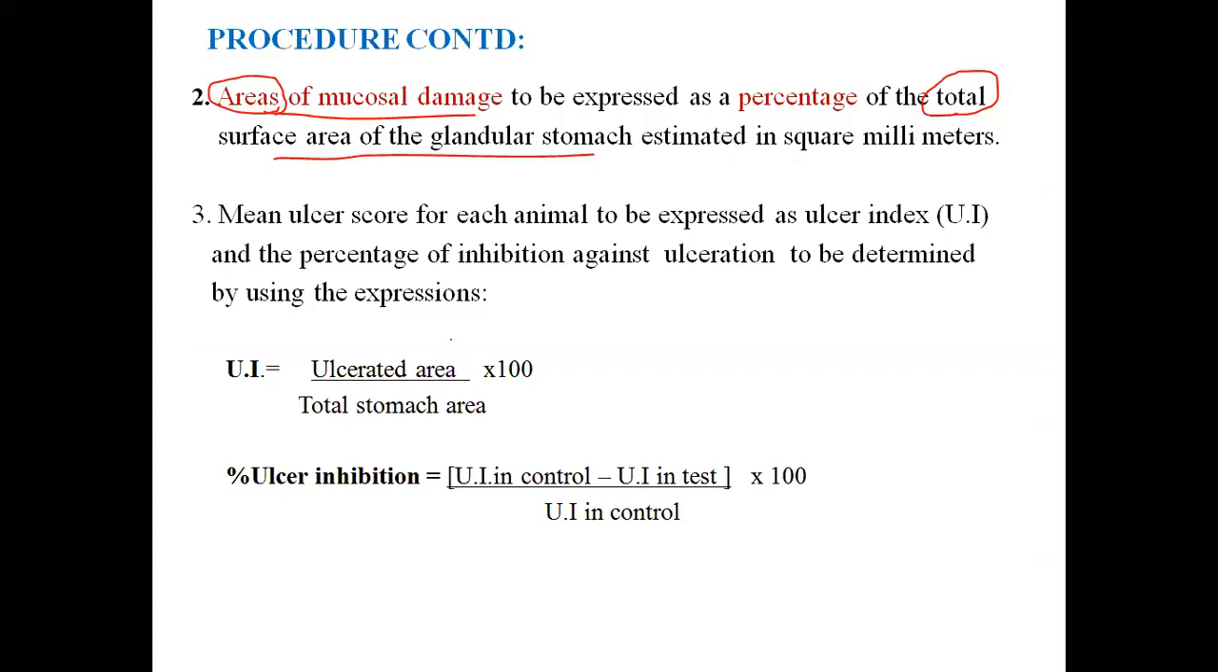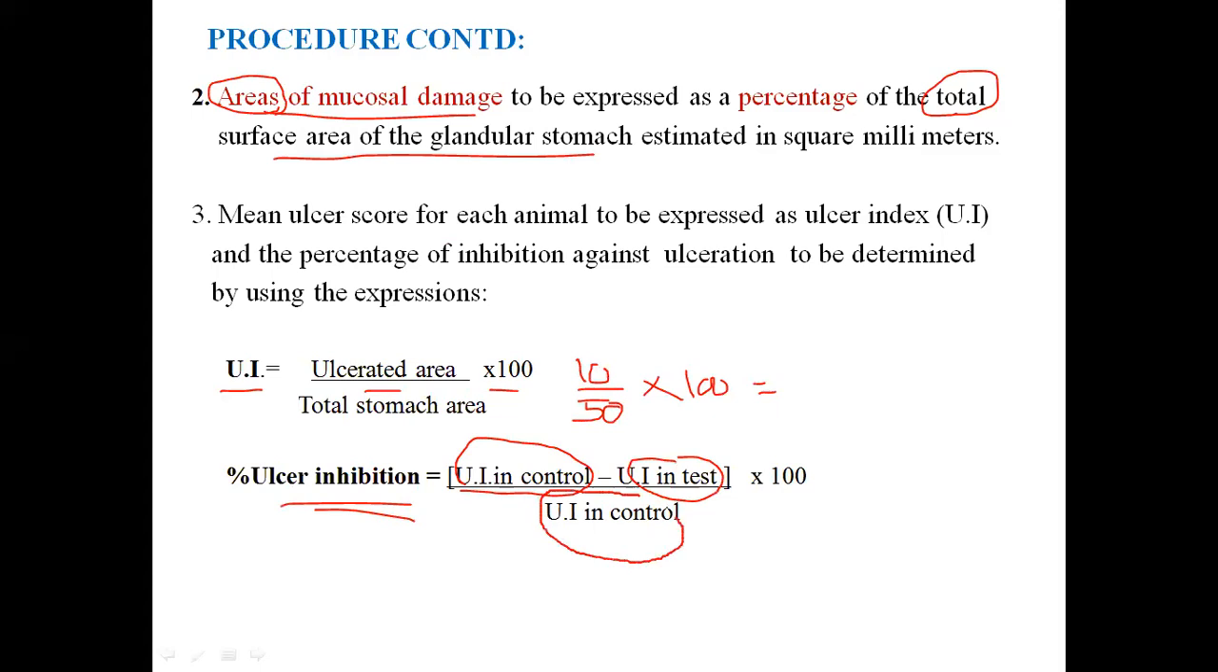Okay. Now see, this is your ulcer index. I have given you a direct example: I have taken 10 divided by 50 and then multiplied by 100. So you can calculate any ulcer index. Then percent ulcer inhibition. So what is this? This is ulcer index in control minus ulcer index in test, divided by ulcer index in control.